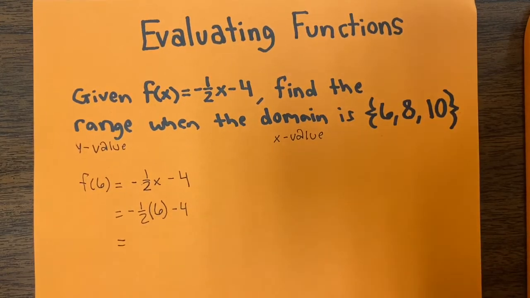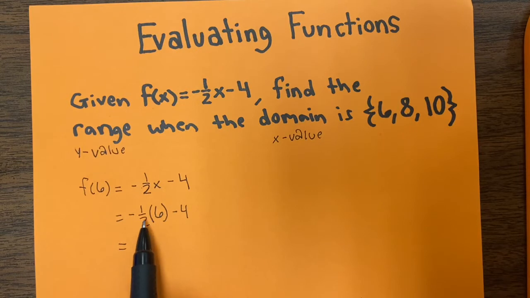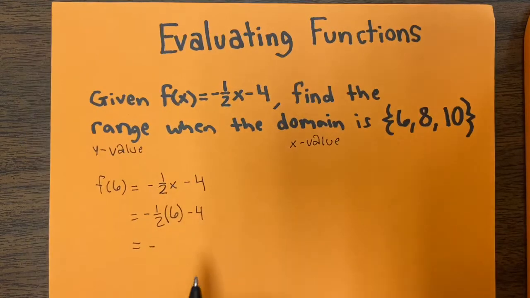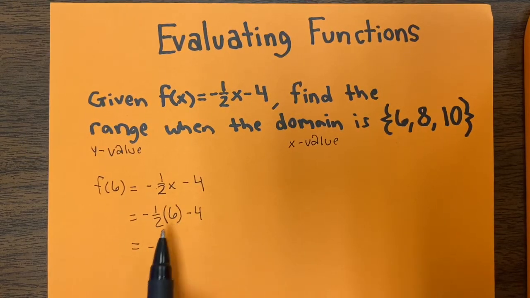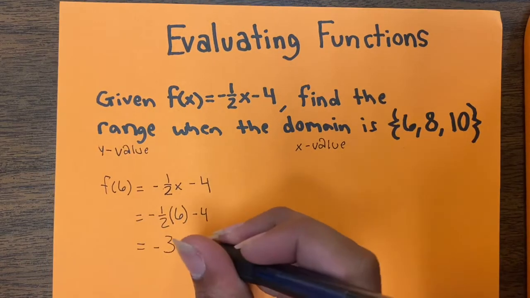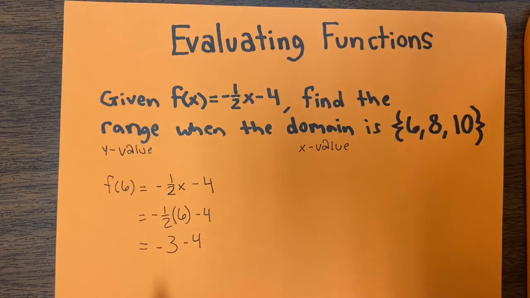So now I can simplify. Let's go in order of PEMDAS. So parentheses, so I see 6 and -1/2 are being multiplied. I want to deal with whatever's being multiplied first. So -1/2 times 6, a negative times a positive is going to give me a negative, and 1/2 of 6 is 3. And then I bring down the rest. So -4.